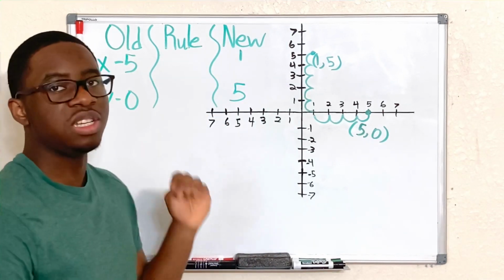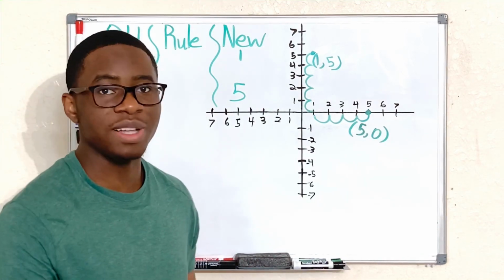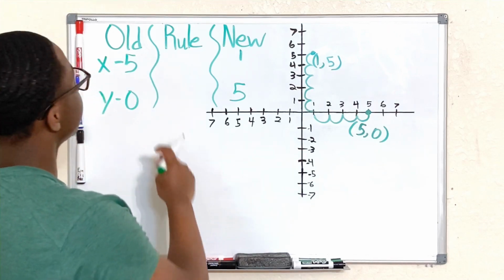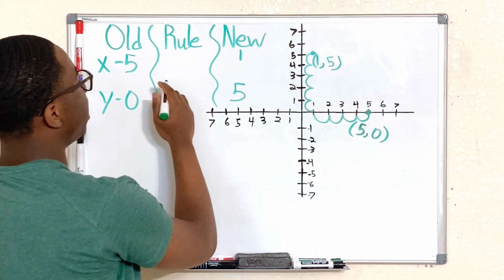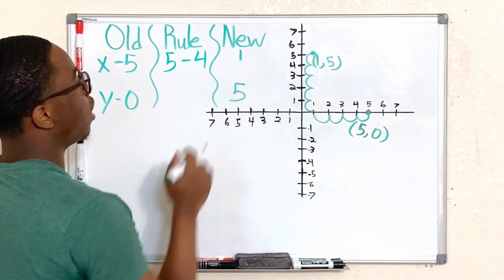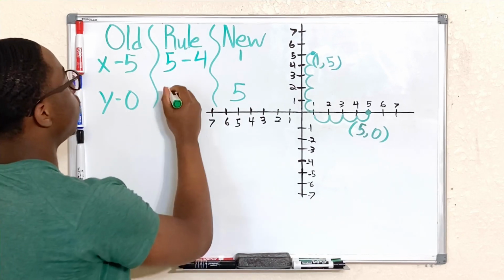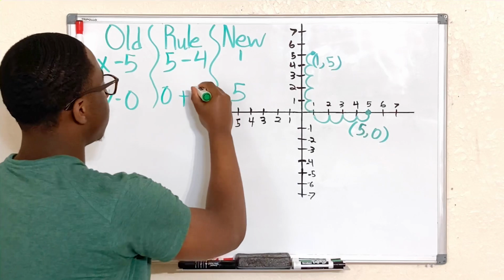What happened to these numbers? Now, this is simple math, right? You could tell your little sister in second grade to help you solve this, right? So we have 5 to 1. What happened? We subtracted 4 units from that 5. So we're gonna have our 5 minus 4, and it brought us to this 1. We have our 0. What happened in order to get it to 5? We added 5. All right.